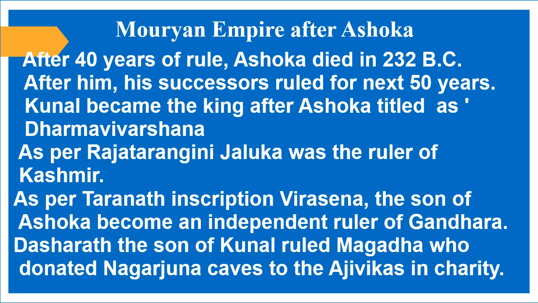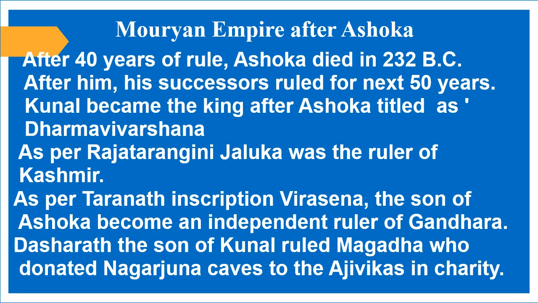Mauryan Empire after Ashoka. Ashoka died in 232 BC after a long rule of 40 years. After Ashoka, his successors were very weak. They ruled only for the next 50 years. Kunal became the king after Ashoka, with the title Dharma Vivardhana. Kunal was blind, so power was in the hands of his son Samprati. As per the Rajatarangini, Jalauka was the ruler of Kashmir during this period. As per the Taranath account, Veerasena, the son of Ashoka, became an independent ruler of Gandhara.